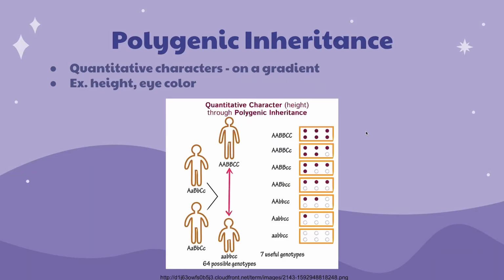And then polygenic inheritance. So this is for quantitative characteristics which are on a gradient. So this can be height, this can be skin color, this could be eye color, right? It's not true that people are either, say, 4'11" or 5'8", because it happens on a gradient. So essentially what happens is all dominant gives you the tallest height, and then with every recessive, it gets shorter. So these are kind of the genotypes that are important to know.